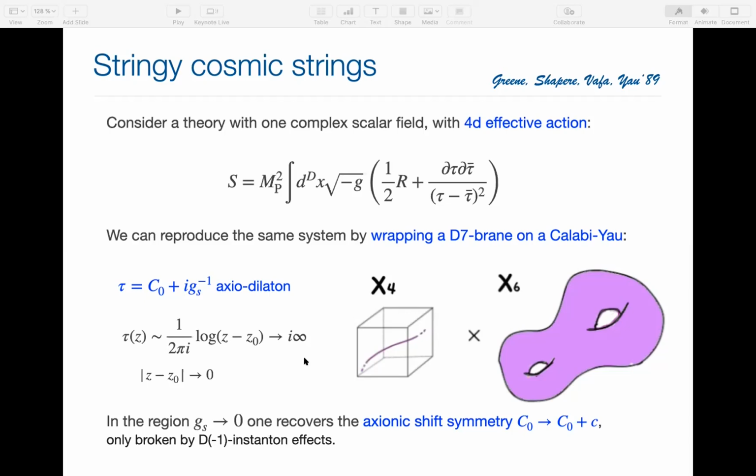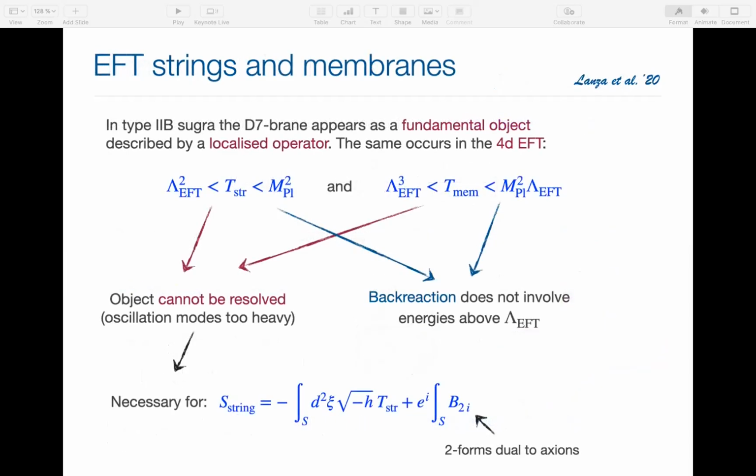It is only broken by D(-1) instanton effects, but when I approach this zero coupling region, they become negligible. So the idea is to see what happens with the physics of this solution. This patch of the solution, not the full cosmic string, but this patch that contains the infinite distance ingredient of the solution, from the EFT viewpoint. And the first step is to extract the essential features out of the examples and generalize them for the EFT to have a global picture.